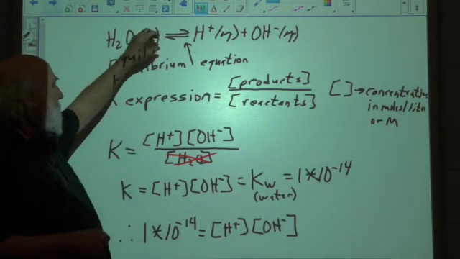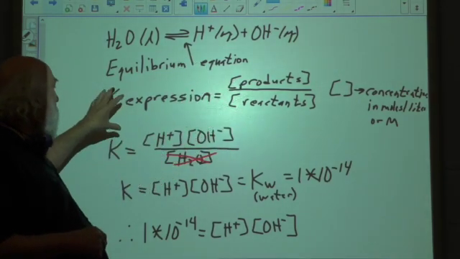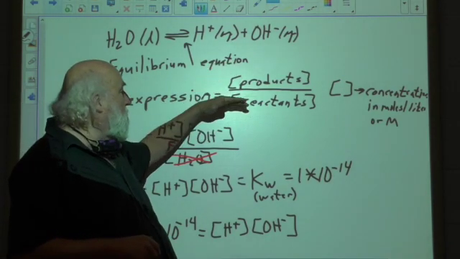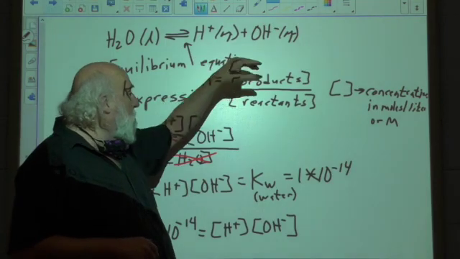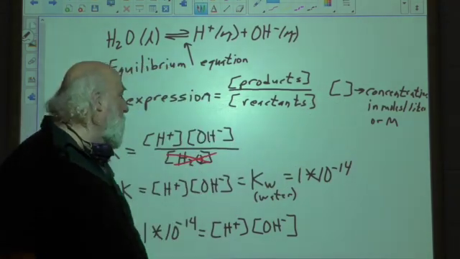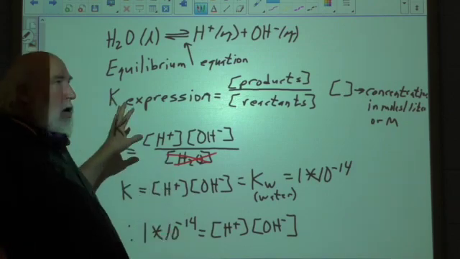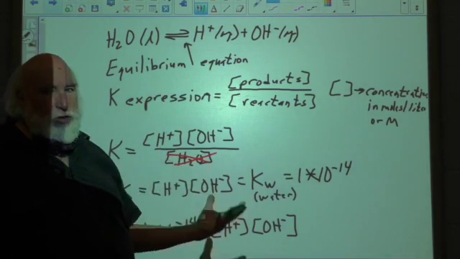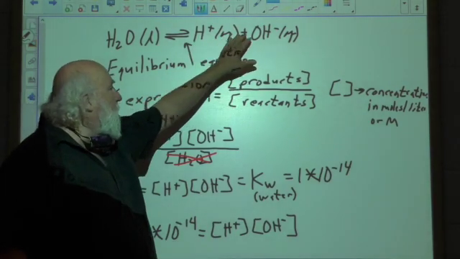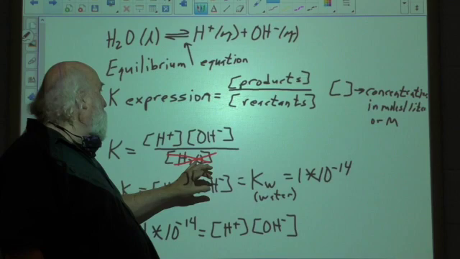So because of that constancy, shall we say, we come up with a constant mathematical equation in which we take the products and divide by the reactants. The concentration of all the products divided by the concentration of all the reactants. And like I said, the brackets mean concentration in moles per liter. And this is called a K expression. K is short for constant in German, which begins with the letter K. So we put the products, which are the hydrogen ions and the hydroxide ions, in brackets over the reactants, which is H2O, in the denominator.